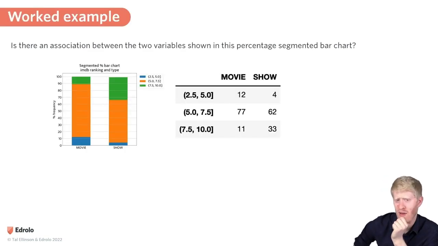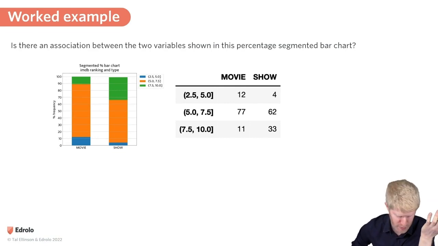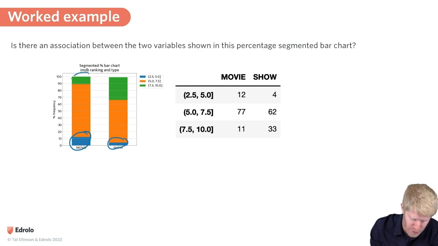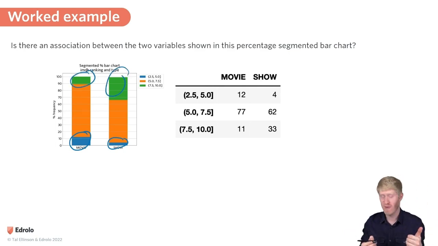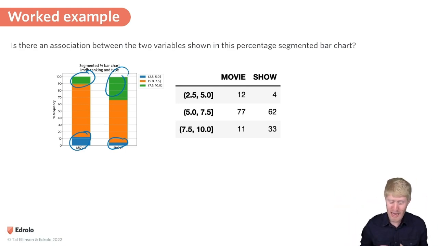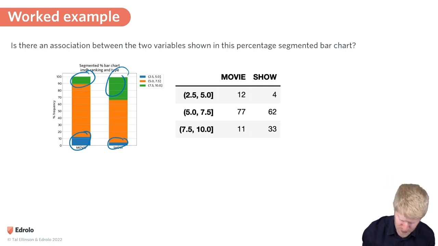So have a look at this segmented bar chart and tell me, do you think there's an association between the type of title and its IMDb score? Yeah, I can see that as we go from movies to shows, the amount of bad ratings drops and the amount of good ratings between 7.5 and 10 increases. So from these 5,000 titles across Netflix, it seems that Netflix's TV shows might be more popular than their movies as a whole.